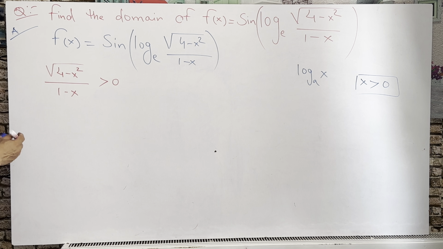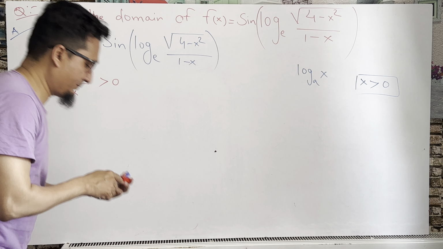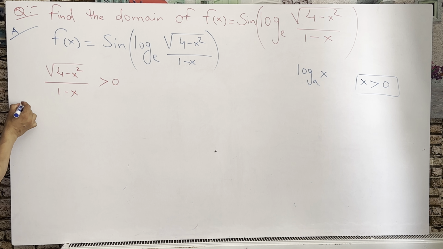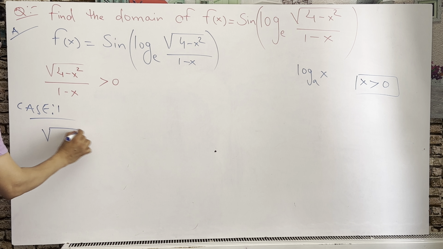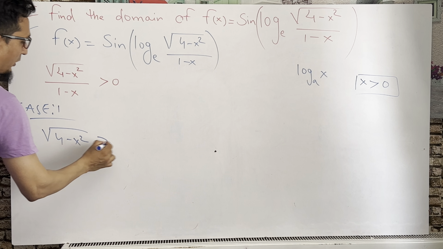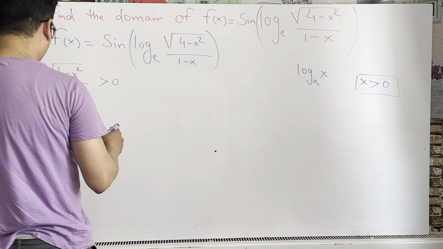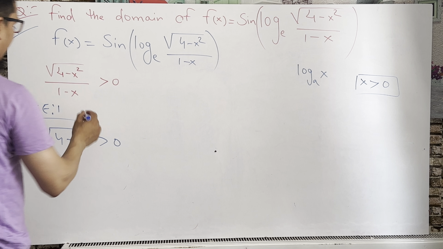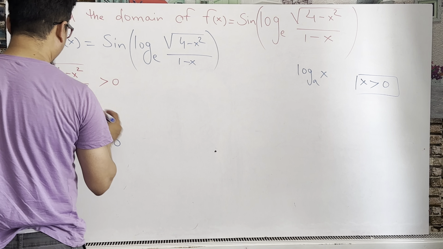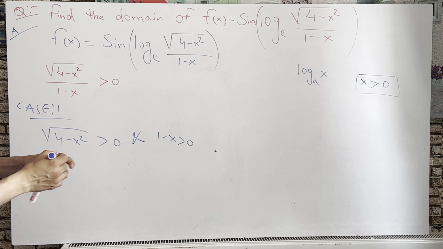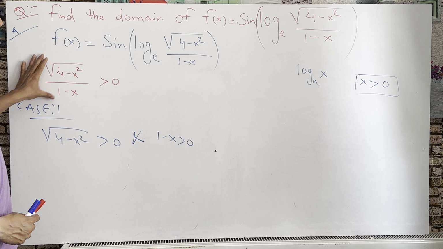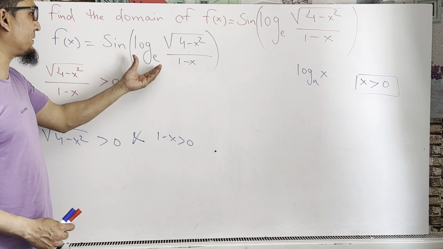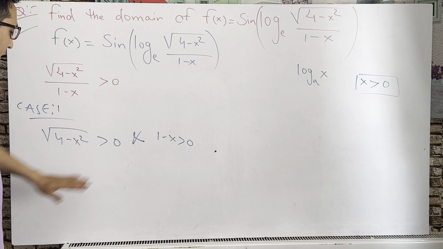So here, if you see case 1, I'm going to say that square root of (4 minus x squared) is positive, and 1 minus x is positive. This is case 1. First we will solve this. If this is positive, the log exists. When the log exists, then the sine exists. Okay, I'm going to solve this question.